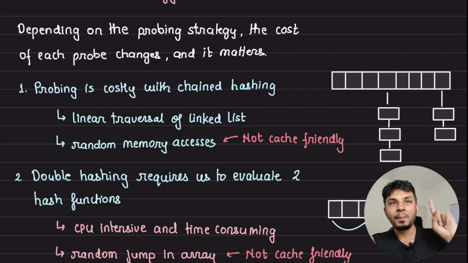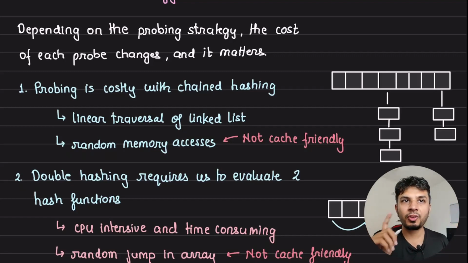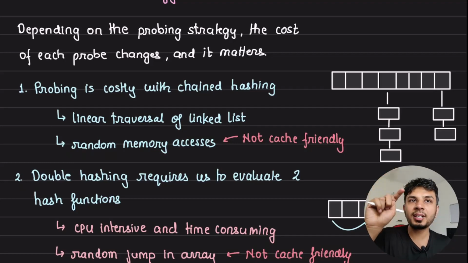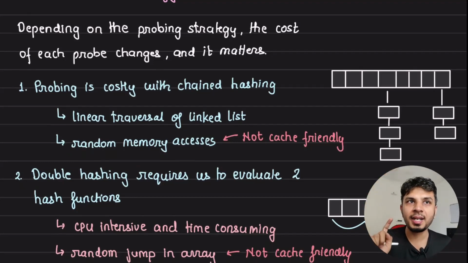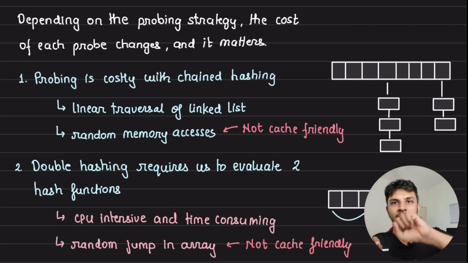So first, probing is costly with chained hashing for two reasons. First, you have to do a linear traversal of a linked list, right? So for example, if you are doing a key lookup, you went to a particular index. If that is filled, then you start iterating through the linked list one by one to eventually find your particular key.